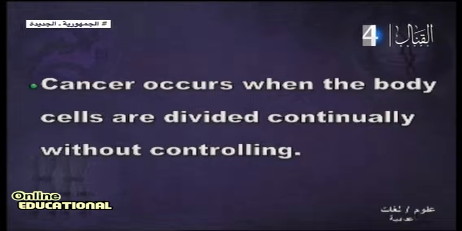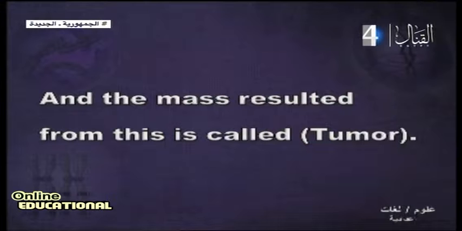Cancer occurs when the body cells divide continually without control. The division of body cells without any control is called cancer disease, and the mass resulting from this is called a tumor. So, the uncontrolled division of body cells is called cancer, forming a mass of cells called a tumor.